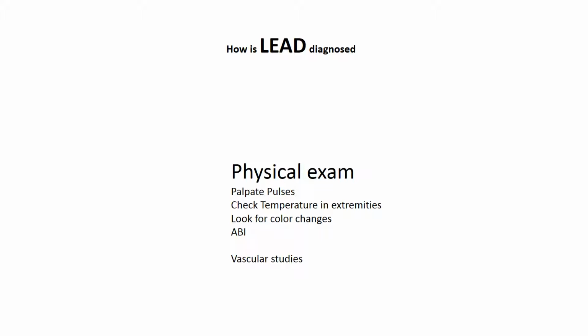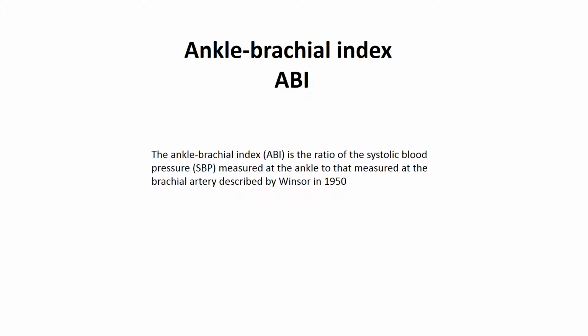How is lower extremity arterial disease diagnosed? The physical exam tells us a lot. We need to see if we can palpate the pulses. We check for temperature changes in the extremities and see if the temperature is cold. You can also note the color changes in the lower extremities. We can do the ABI, which is a simple diagnostic test that can be done in the home. And then we send for vascular studies if all these point to arterial disease in the patient.